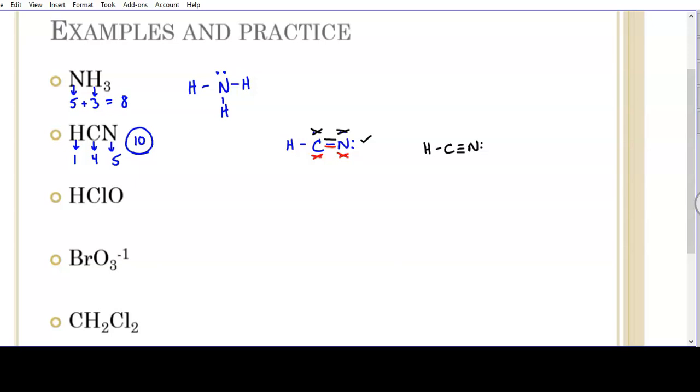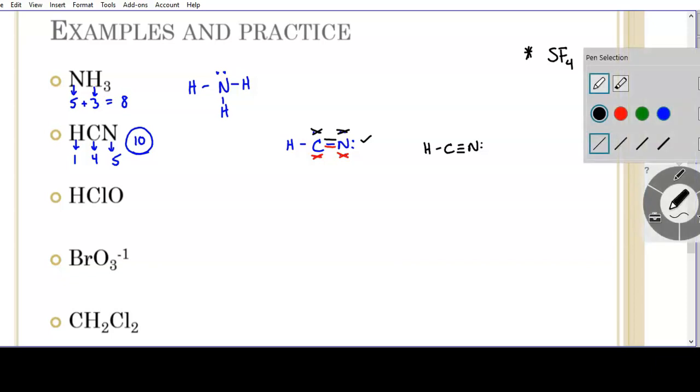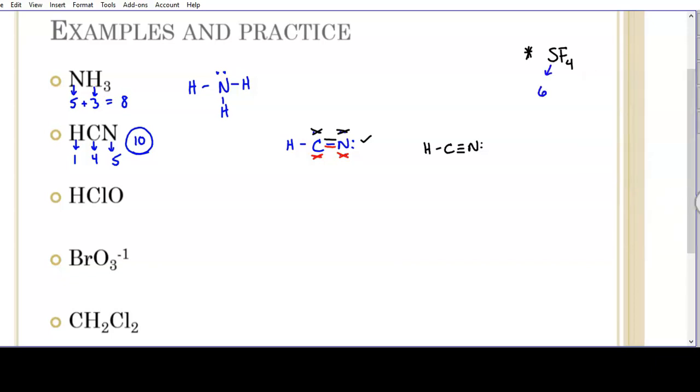Let's do one more. SF4. I count my valence electrons for this one. 6, plus 7 times 4, for a total of 34. I draw my structure. All the F's go around the S. Add my dots. When I count my valence electrons, I get a total of 32, right? Each F has 8. 2, 4, 6, 8. 8 times 4 is 32.